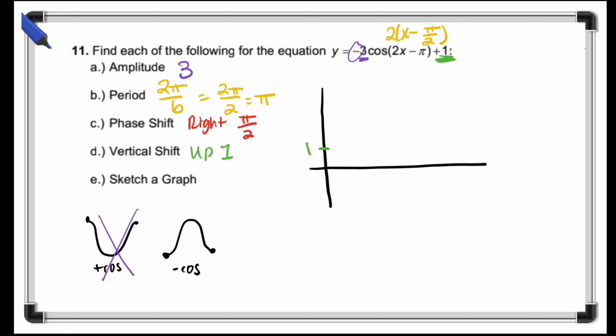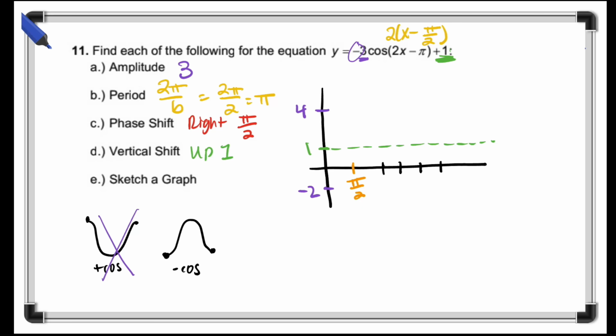our midline is at 1. So our amplitude is 3. So we're going to go up to 4. We're also going to go down to -2. Now you have a phase shift going to the right, pi over 2. So again, 4 tick marks, 1, 2, 3, 4.